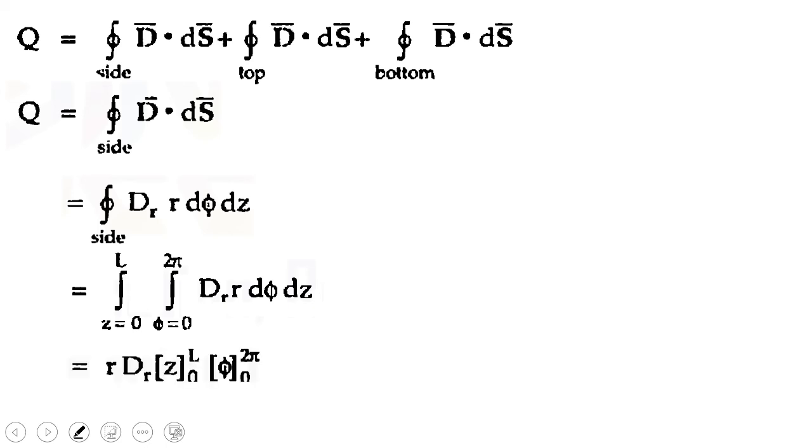When you integrate this, D_r is constant. We don't have differential r here, so r will come out. So r into D_r. The integration of dφ will be φ, apply the limit 0 to 2π. The integration of dz will be z, apply the limit 0 to L. So upper limit minus lower limit means you will get L into 2π. So your answer will be Q is equal to 2π r D_r into L.